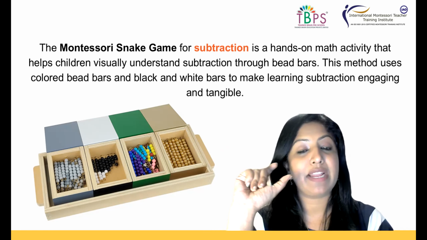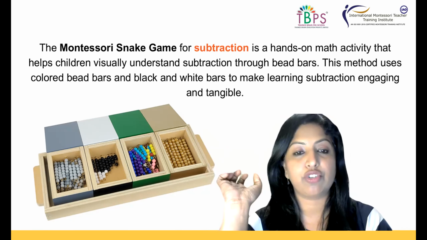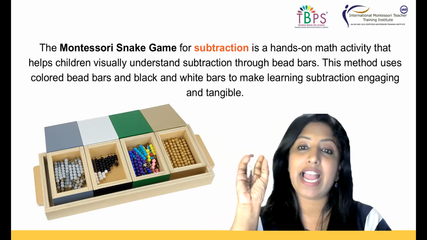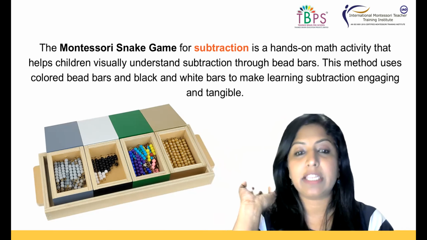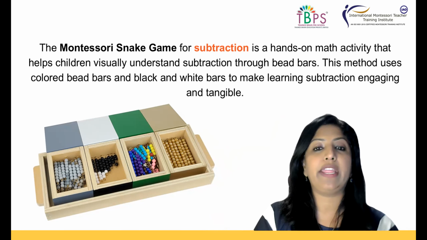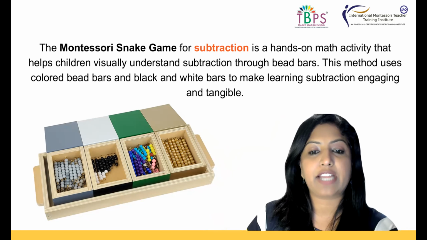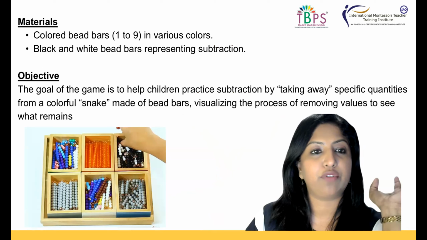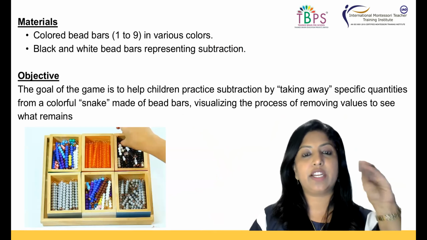Now, do I have my control chart? I should have a control chart. Do I have an extra tray? I have to keep an extra tray for the replacement. Now, what are the steps that I will have to be following to start with my subtraction game is the next step that we have to work on. So, is everybody clear with the materials?